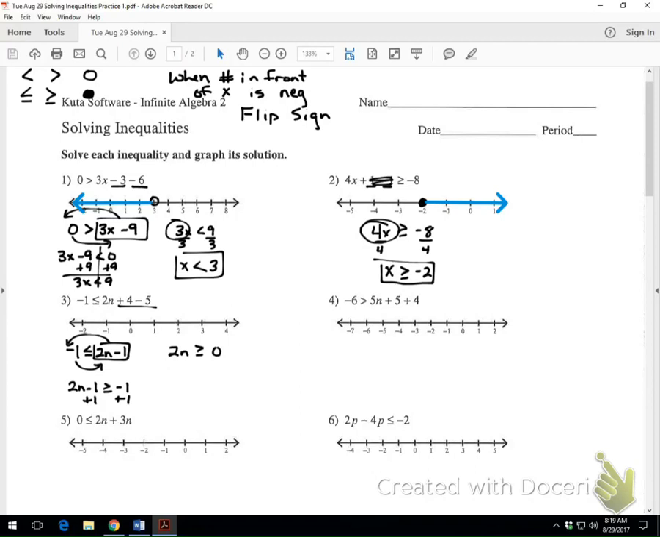Now what? Keep going about it the same way you would. Divide by 2. So I get n. Now what's 0 divided by 2? Type it into your calculator. 0 divided by 2. 0. Okay, now is my n negative? Nope, so the sign stays the same. So do you get open circle or closed circle at 0? Closed. Which way do I shade? To the right.